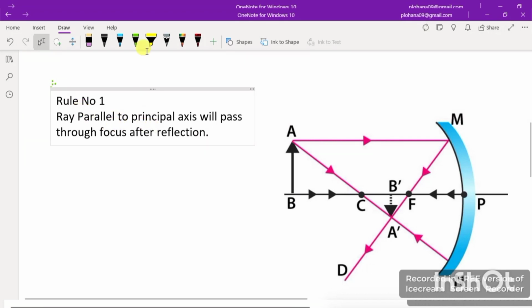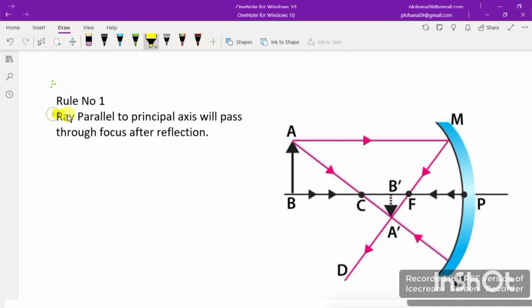So let's see what it says first. Let me highlight this with the yellow highlighter. A ray parallel to the principal axis will pass through the focus after reflection. Here I want to tell you what some things represent. C represents the center of curvature. F represents the focal point or focus point, and P is the pole on the principal axis, right?